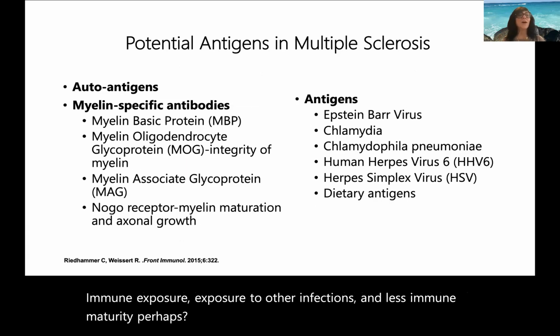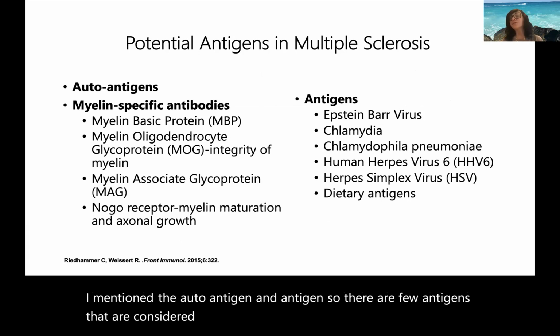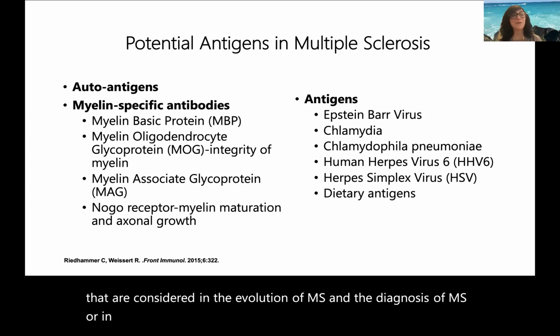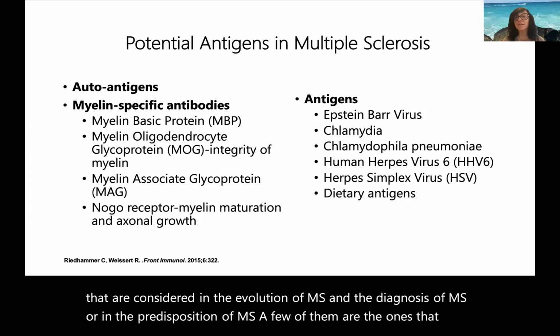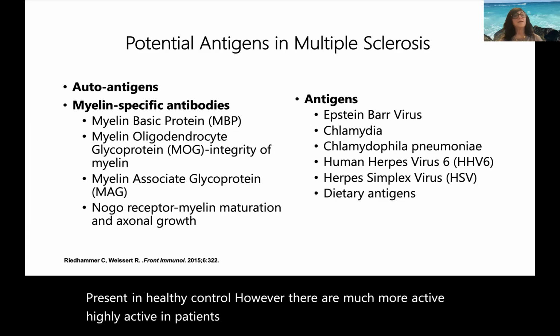I mentioned the autoantigens and antigens. There are a few antigens that are considered in the evolution of MS, the diagnosis of MS, or the predisposition to MS. A few of them are present in healthy controls. However, they are much more active, highly active, in patients with MS.